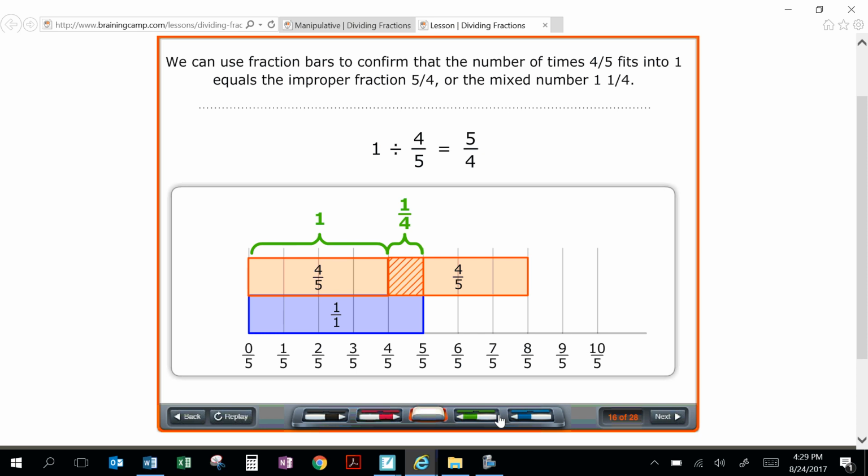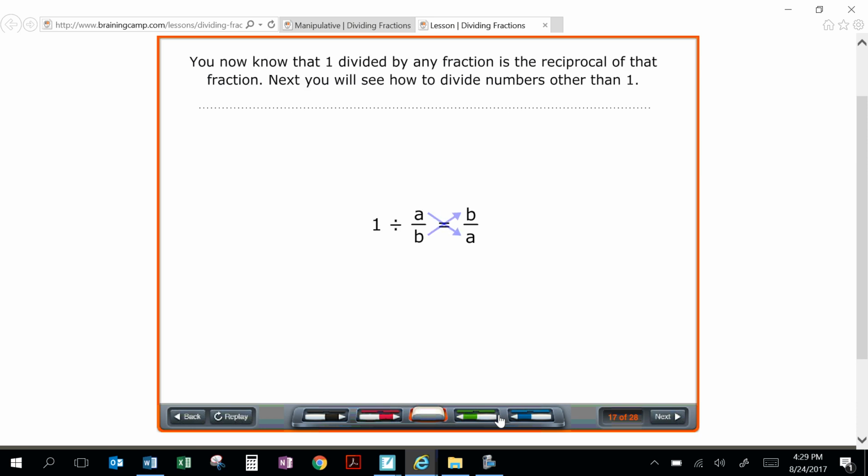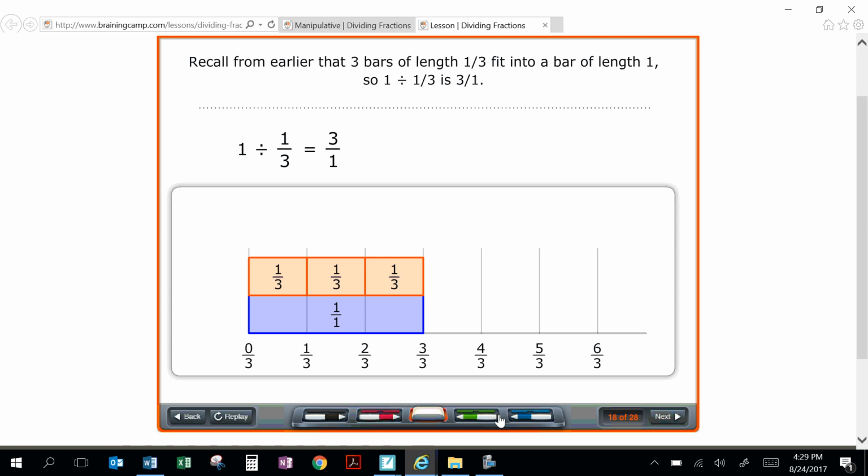Sorry. These are 4/4. 1/4, 2/4, 3/4, 4/4, and 5/4. You now know that 1 divided by any fraction is the reciprocal of that fraction. Next, you will see how to divide numbers other than 1. So the reciprocal is, as you can see, a over b flipped to b over a.